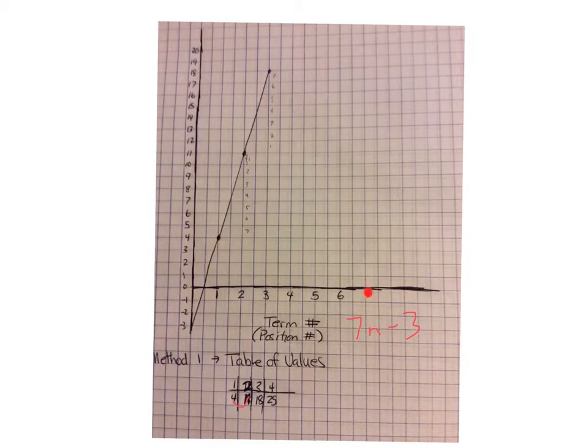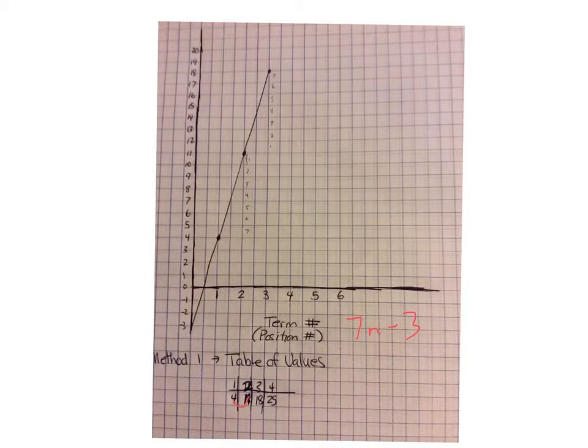Or you can use this to make a table of values. 7 times 1 is 7, minus 3 is 4. So my first point is going to be at 4. 7 times 2 is 14, minus 3 is 11. So my second point is at 11. And whatever number I put for n, that's what position I'm at. So if I did 7 times 3, 7 times 3 is 21, minus 3 is 18. I'd go up to 18, and there I am. So the 2 primary methods are make a table of values, or use this and understand that this is the amount it goes up each time, and this is where it's going to cross.